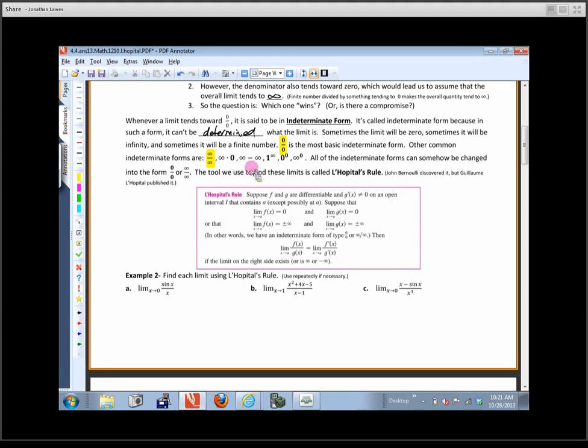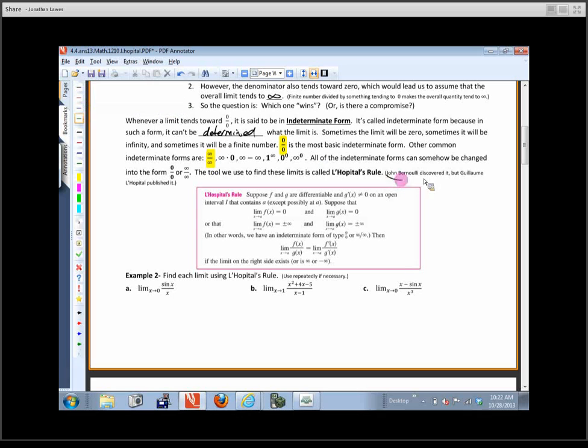Infinity minus infinity. Okay, seems like the answer ought to be 0, but it seldom is. 1 raised to the infinity, or something really close to 1 raised to the infinity. 0 to the 0 and infinity to the 0. Okay? And again, when we put those numbers there, we're talking about a quantity that's approaching 0 raised to a quantity that's approaching 0. We're talking about a quantity that's approaching infinity raised to a quantity that's approaching 0 there. Okay? And the tool that we typically use for these is L'Hopital's rule.